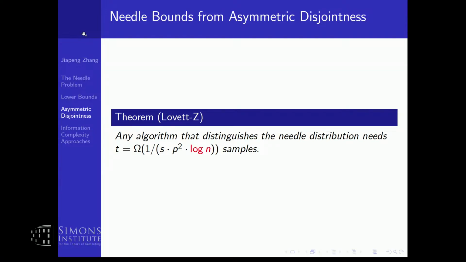Okay, any question? I'm not going to spend too much time on this proof because I want to switch to the second proof, which gives the tight lower bound without this log n factor by using a different proof.